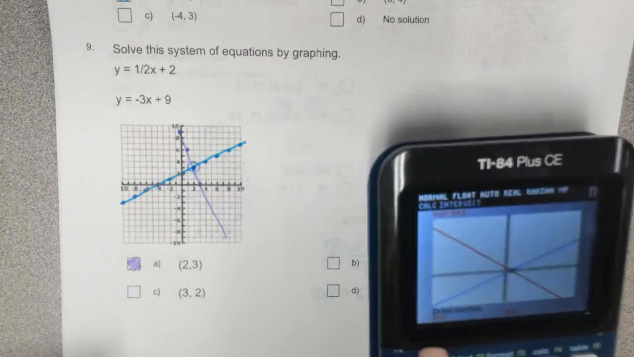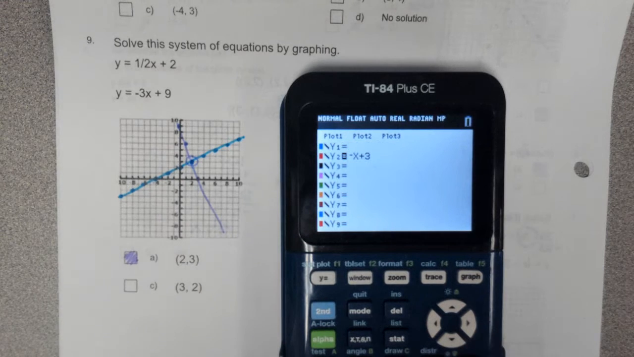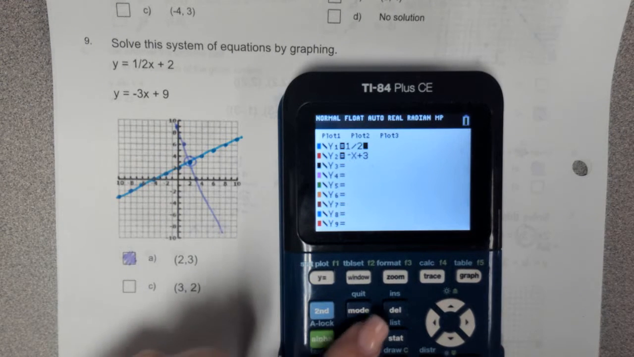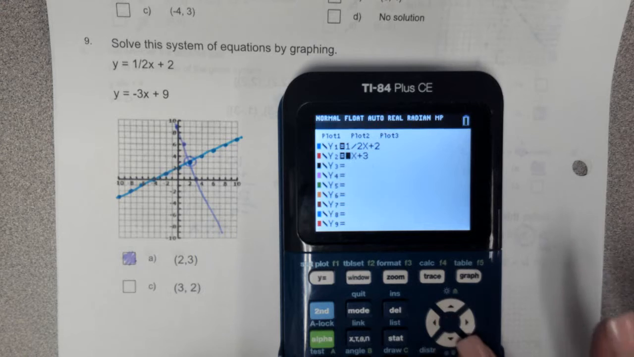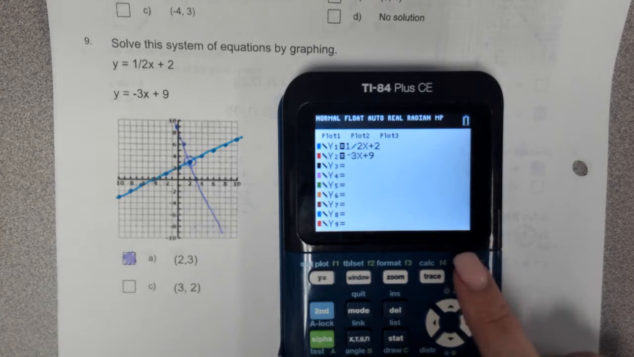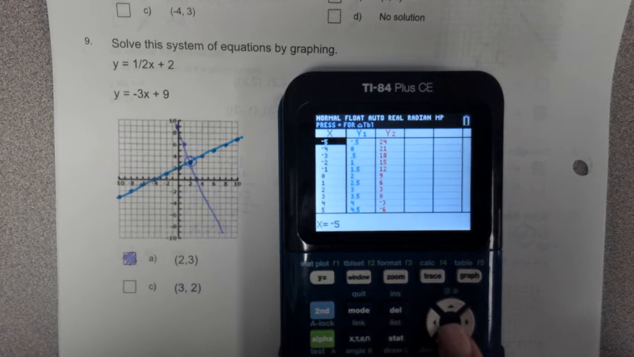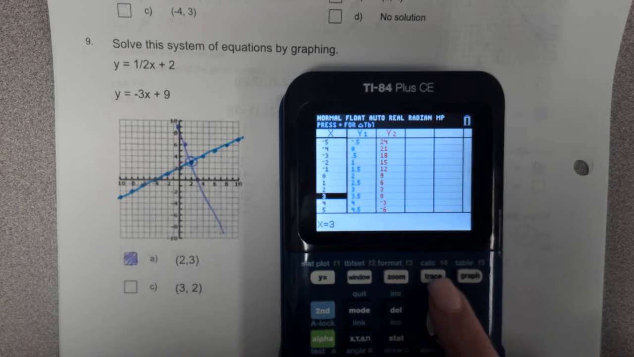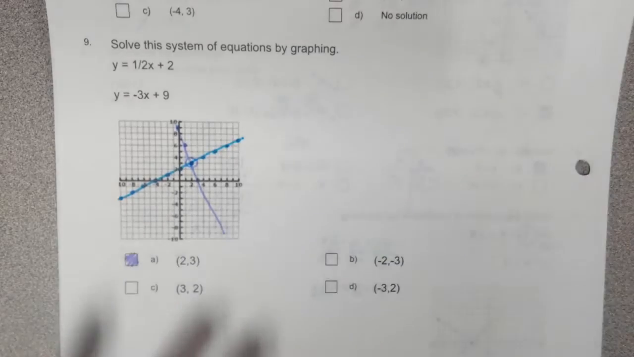Just to be sure that my graphing skills are on point, I'm going to come over here to my calculator. 1 divided by 2x plus 2. And in y2, negative 3x plus 9. Second graph. And they should be the same at 2. Yep, both of the y values are equal to 3.